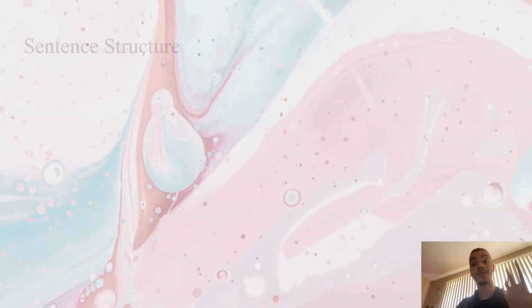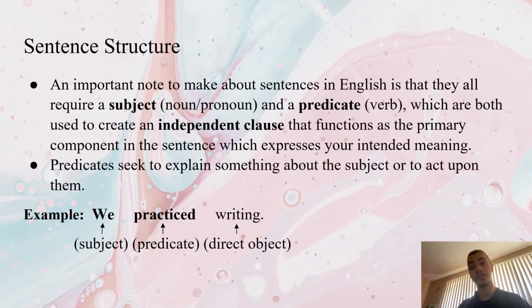Every sentence in English requires a subject, which is a noun or pronoun that functions as the main character in your sentence, and a predicate, which is the verb that acts upon the subject or explains something about it or changes something about it. These two components make an independent clause, which is the basic building block of a sentence. Every sentence requires an independent clause.